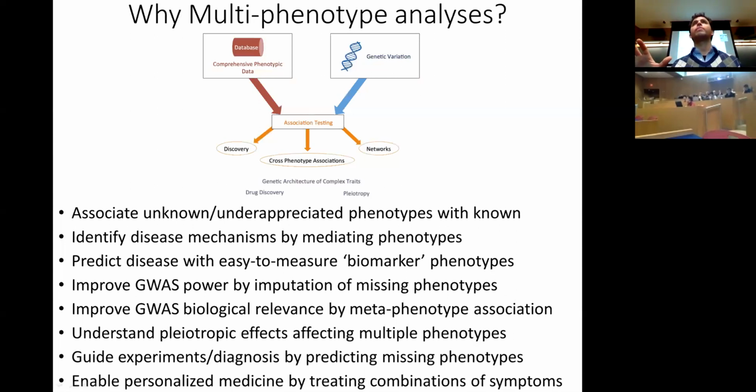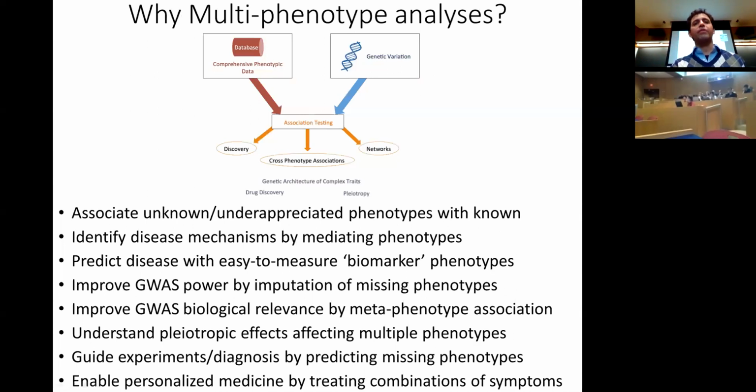Everybody with me so far? Awesome. You could also use it to understand pleiotropic effects. So pleiotropic is a Greek word, and pleio basically means many, kind of like the Pleiades, which basically have many, many stars together. So pleio means many, and then tropic, tropos, is the many ways.